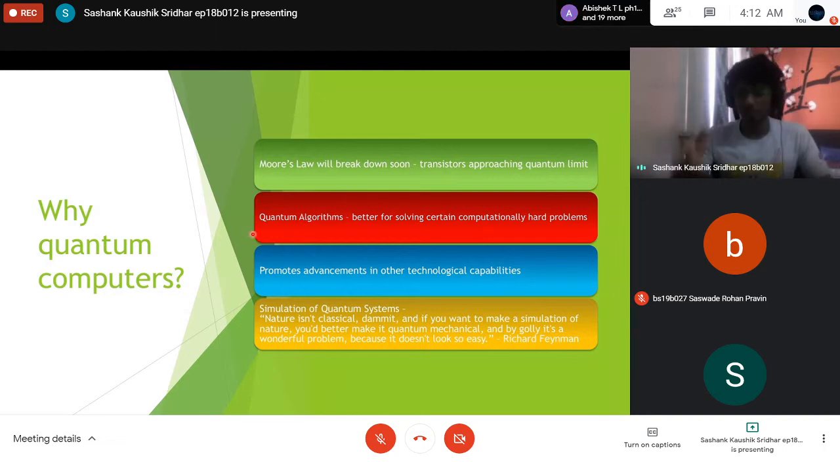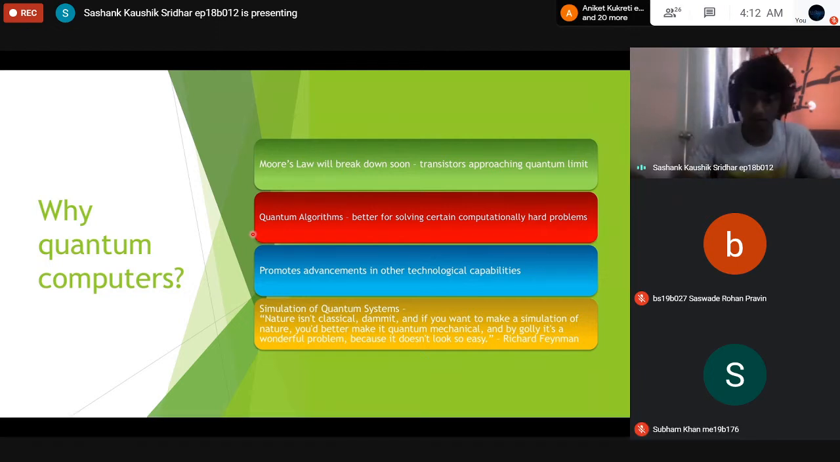As I had said, certain quantum algorithms, like the prime factorization and discrete logarithm algorithm by Peter Shor, and the Grover search algorithm, are examples of algorithms that solve computationally hard problems better than your conventional classical algorithms.